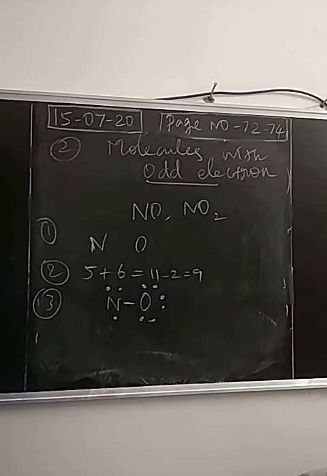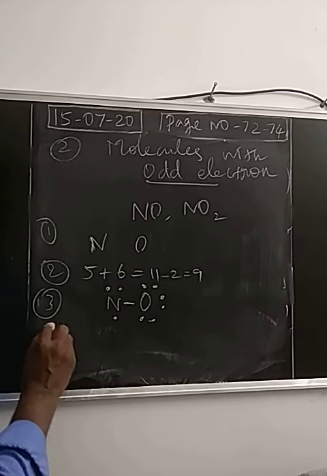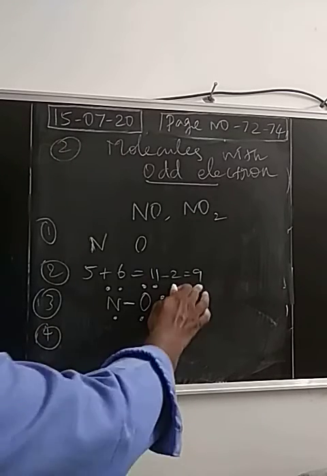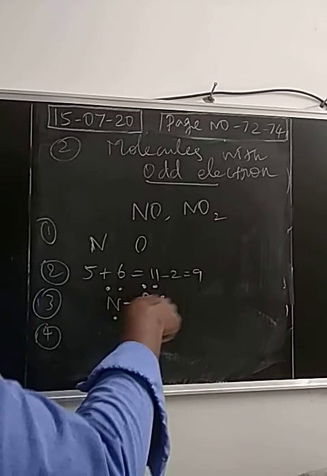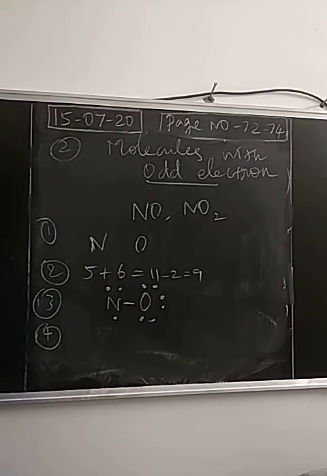So in the third step, we draw a single covalent bond. In the fourth step, what we have to do? The remaining 9 electrons will be placed as lone pairs on the atoms. First, on the more electronegative oxygen. Then the remaining 3 electrons will be placed on nitrogen. And what about the stability? What about stability?